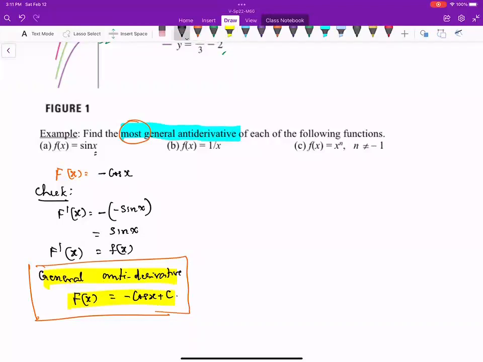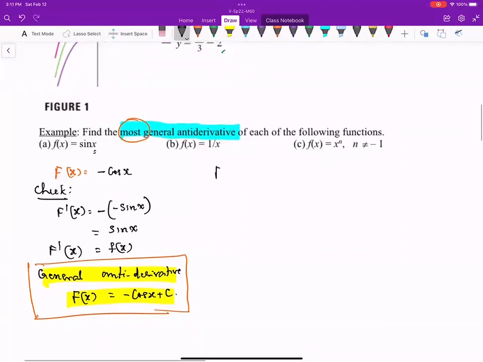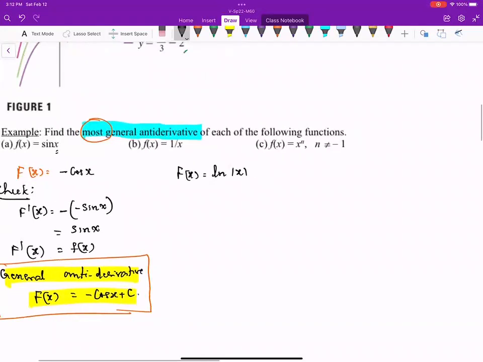Now, what is the antiderivative of 1 over x? So let's consider f of x equal to ln of absolute x. So we know what we mean by absolute x. Absolute x equal to x if x is more than or equal to 0. Absolute x equal to negative x when x is less than 0.